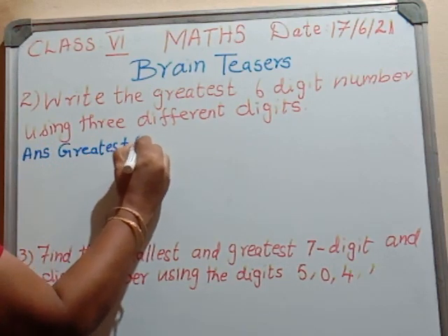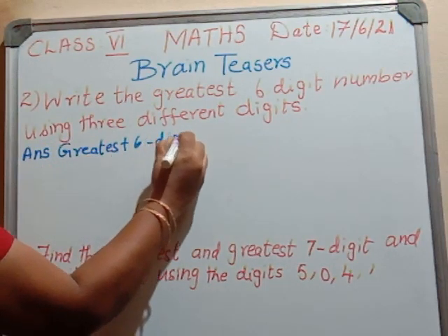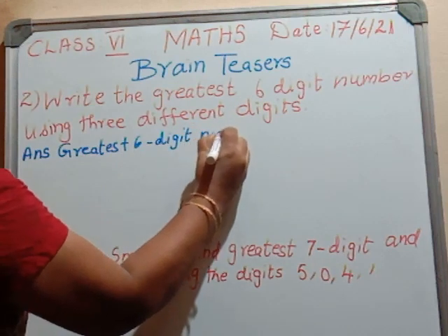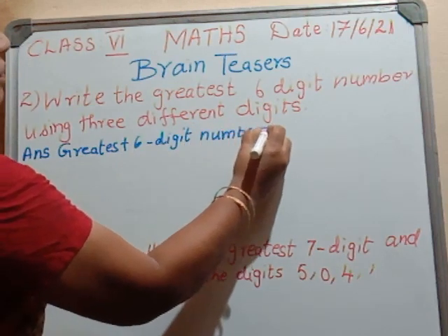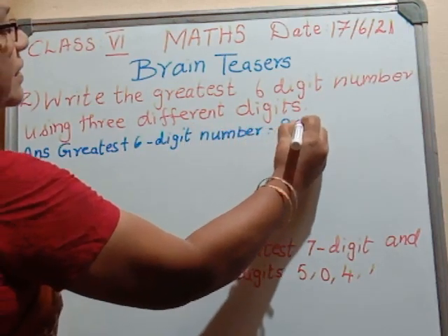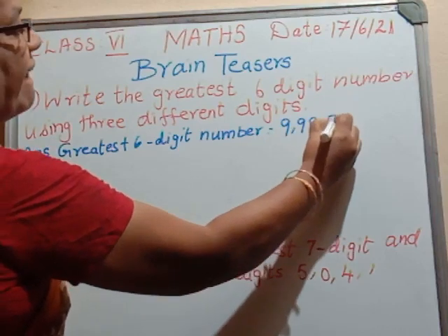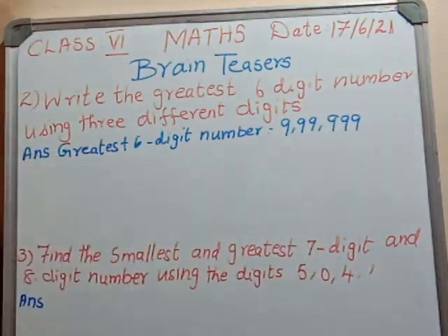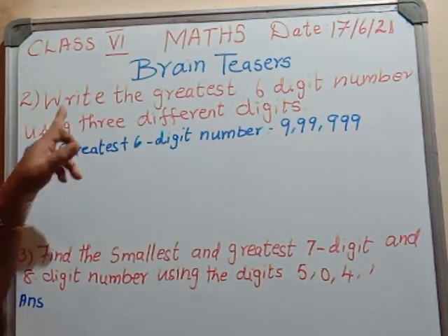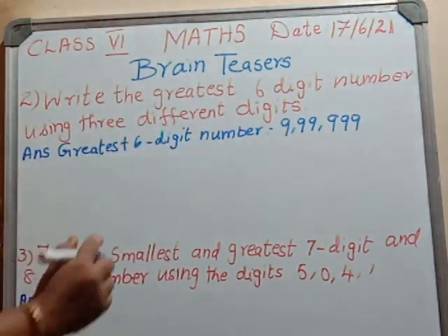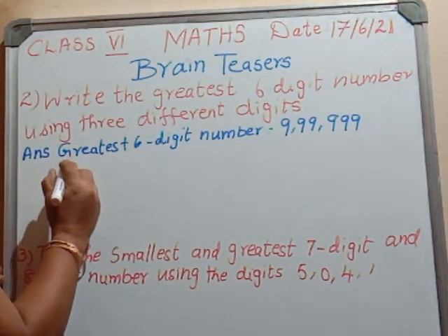Greatest 6-digit number is 6 nines, that is 9,99,999. But what they are asking, using 3 different digits. What is the 3 different digits?